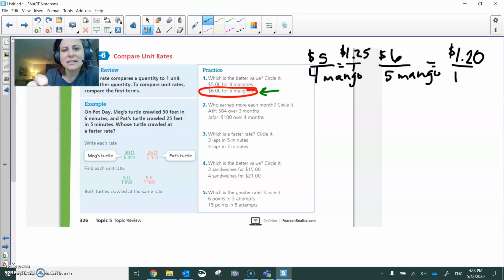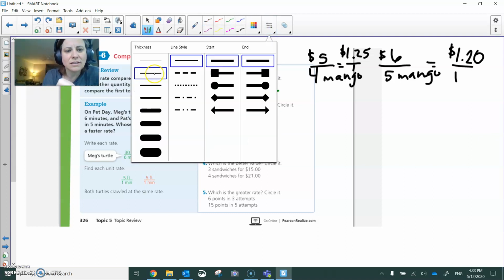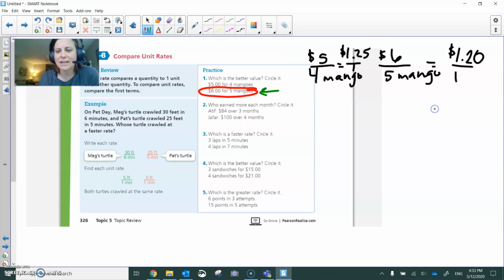I feel like this line is too thick. Let's try it a little thinner and see if that helps.